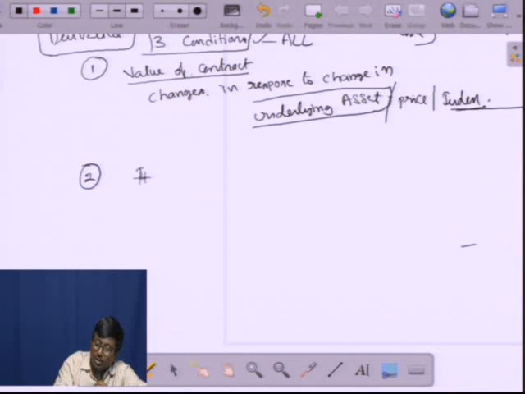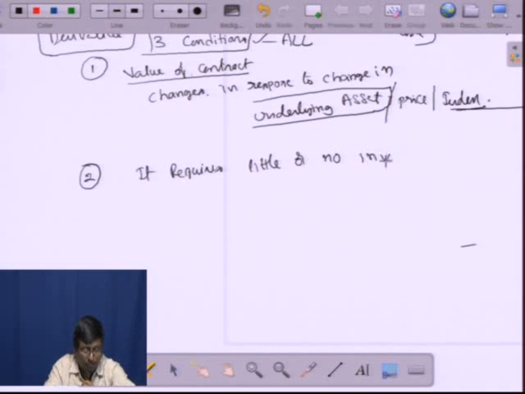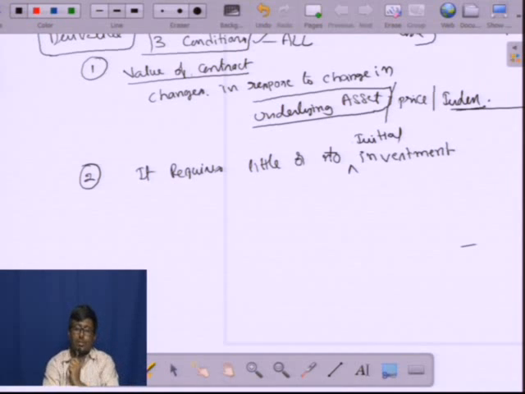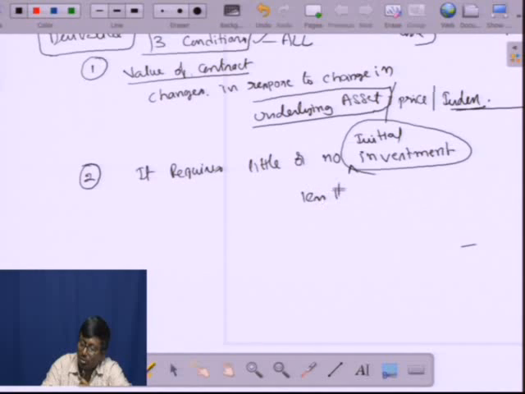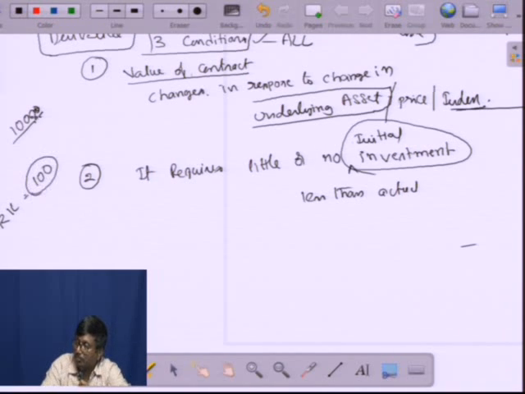Second condition. It requires little or no initial investment. This initial investment is less than what? Less than the actual investment. Actual investment means if I really go and purchase that asset, how much do I need to pay? Are you getting my point? If I want to purchase a Reliance Company option, say for example I pay 100 rupees option premium. Really the value may be 1000 rupees plus. Is this 100 less than what you would actually pay to purchase? Understood? So what you are paying may be little investment or no investment.